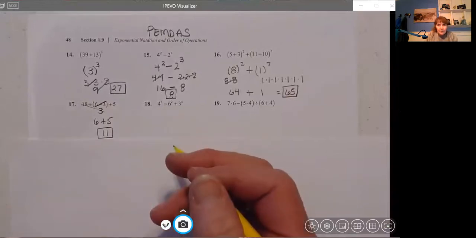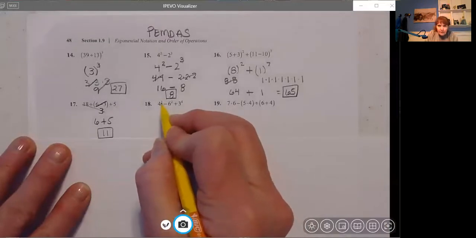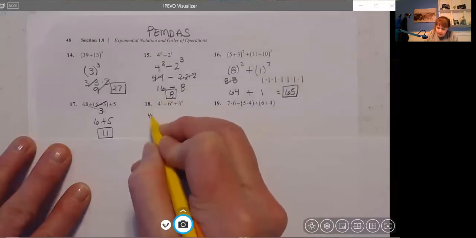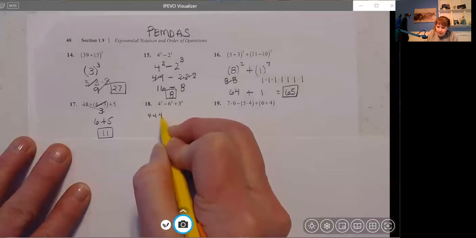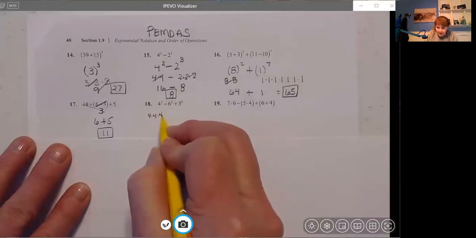No parentheses, so we'll do exponents. So 4 cubed is 4 times 4 times 4. So you have 16 times 4 is 64.